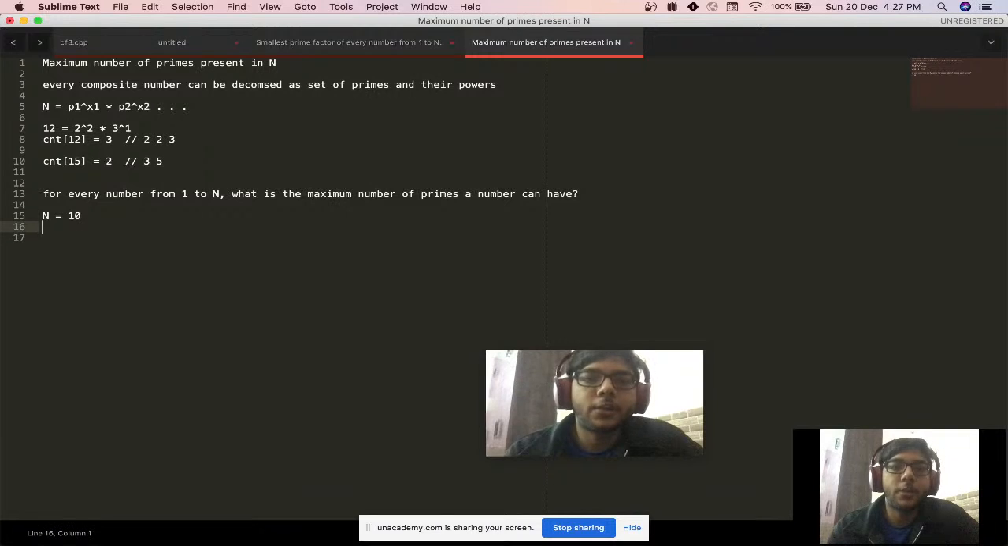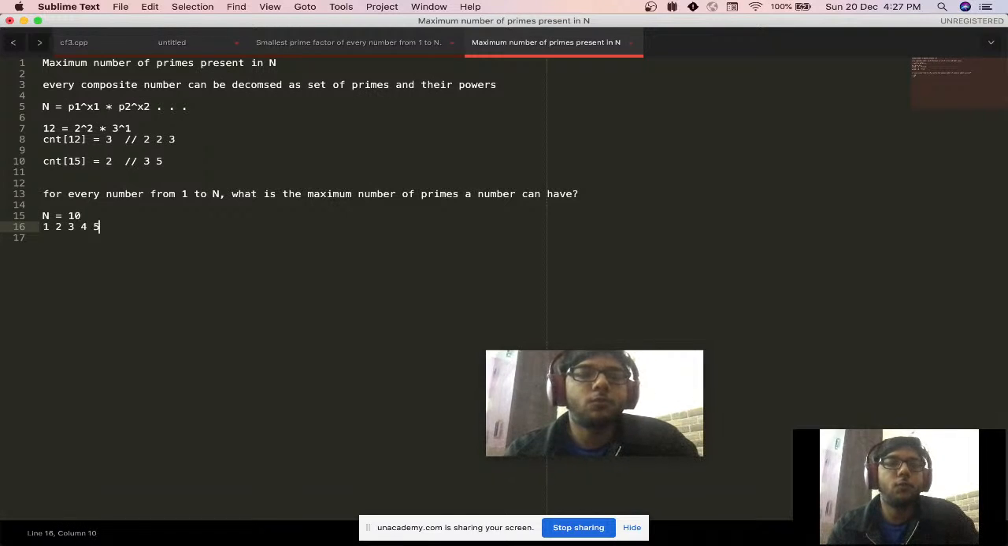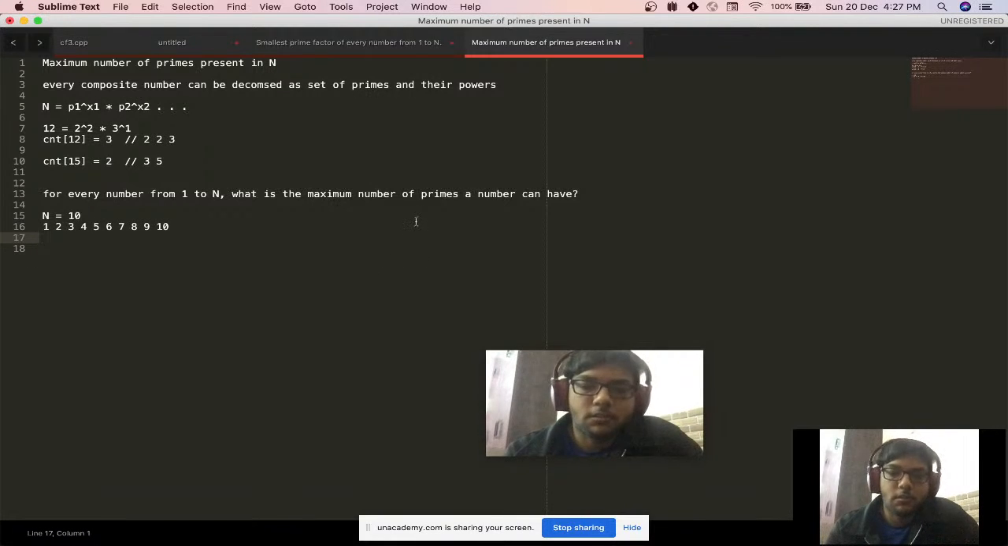So what is the answer for n equals 10? We have 1, 2, 3, 4, 5, 6, 7, 8, 9, and 10. Let's count for each of them and see what is the maximum we can get. For 1 we have 0, no primes. 2 we have 1, 3 we have 1, 4 we have 2 primes, 5 we have 1, 6 we have 2 primes, 2 and 3, 7 is a prime, we have 1, 8 we have 2, 2, 2. So that's 3.